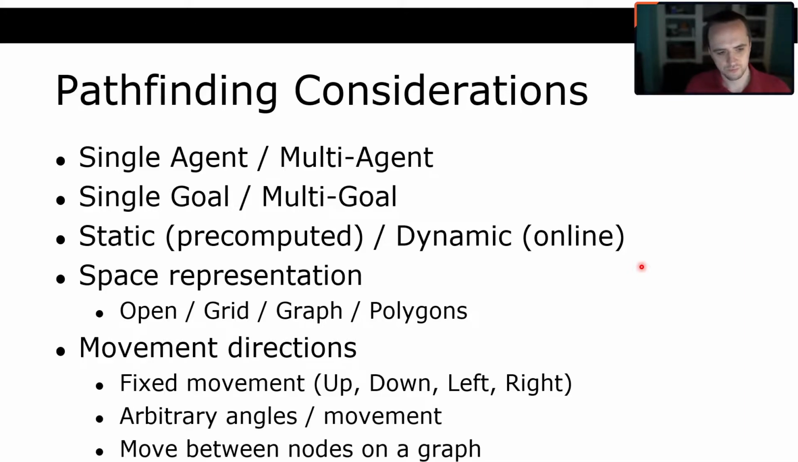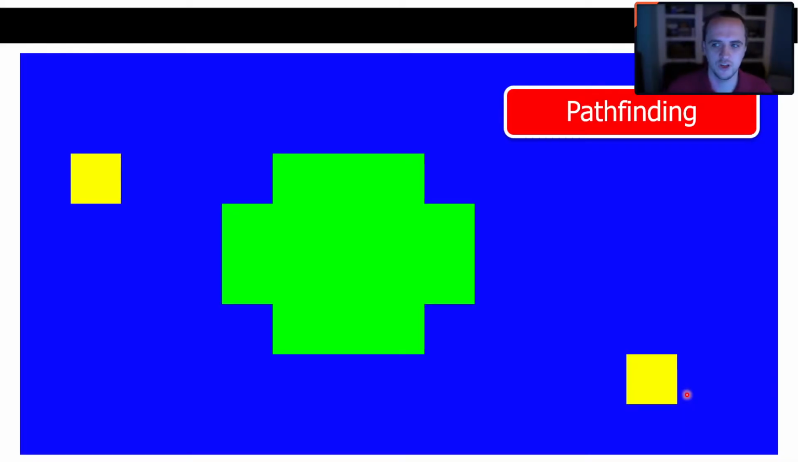Also, you have to consider what movement directions you can take. Do you have, like Zelda, up, down, left, and right? Do you have arbitrary angles that you could move on? Maybe, again, you're just moving between nodes on a graph, like in something like Civilization, for example. You've got this hex grid that you're moving on. So let's have a look at that.